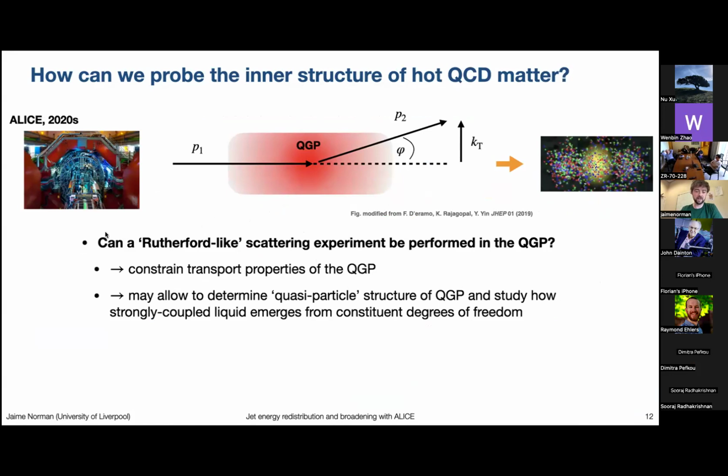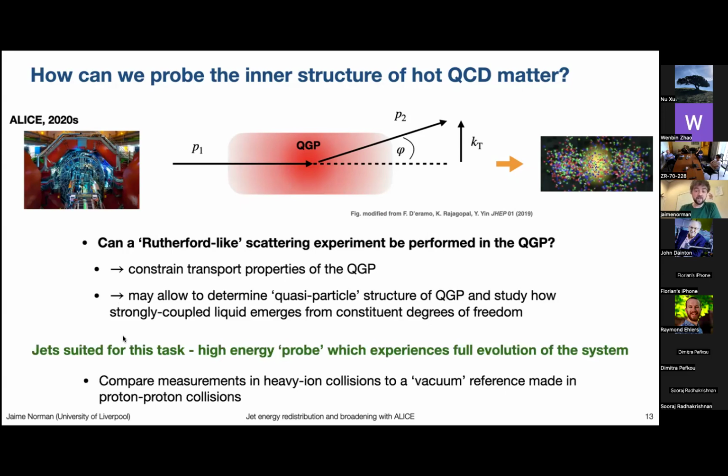This will allow us to constrain transport properties of the Quark-Gluon plasma, and may also allow us to determine the quasi-particle structure of the Quark-Gluon plasma, and study how a strongly coupled liquid emerges from the constituent degrees of freedom. So ideally, we'd create this Quark-Gluon plasma and take an electron beam and really study this in great detail. But this Quark-Gluon plasma disintegrates after a fraction of a second.